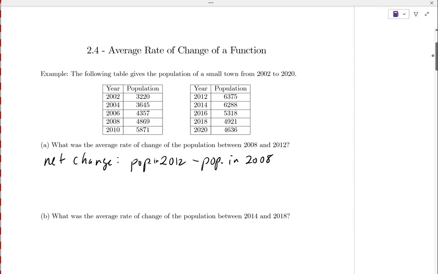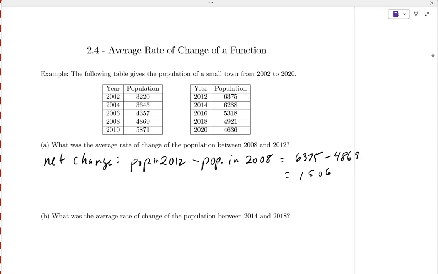We've done net change, right? Where you ended up, where you started. Do the difference between those two, that's net change. So in this case, you would have 6375 minus 4869. What is that? 1504? Nope, sorry, 1506. If I did that right. That's what a calculator is for. But so that would be the net change in the population, right?